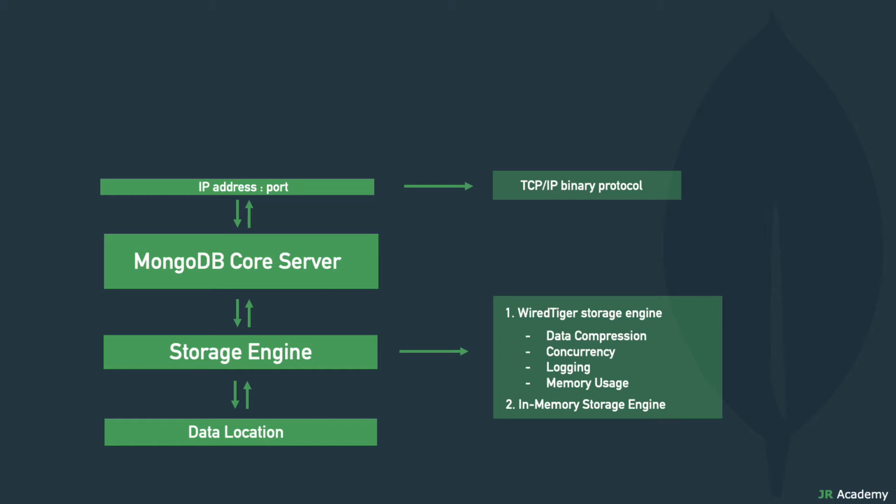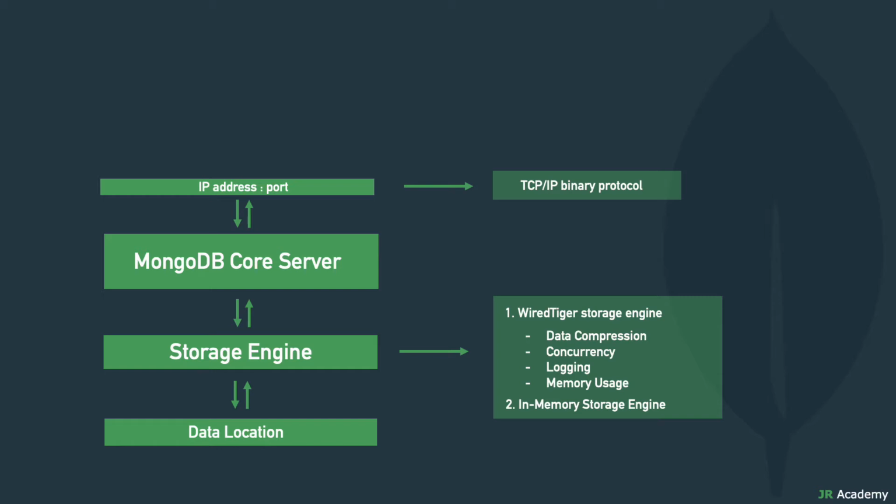Also this engine uses block compression. That means it compresses data in blocks of some fixed size. Additionally, this storage engine also handles concurrency to handle multiple read and write requests. It also handles logging, memory usage and other services. So this Mongo server or this daemon process can configure all of these features.